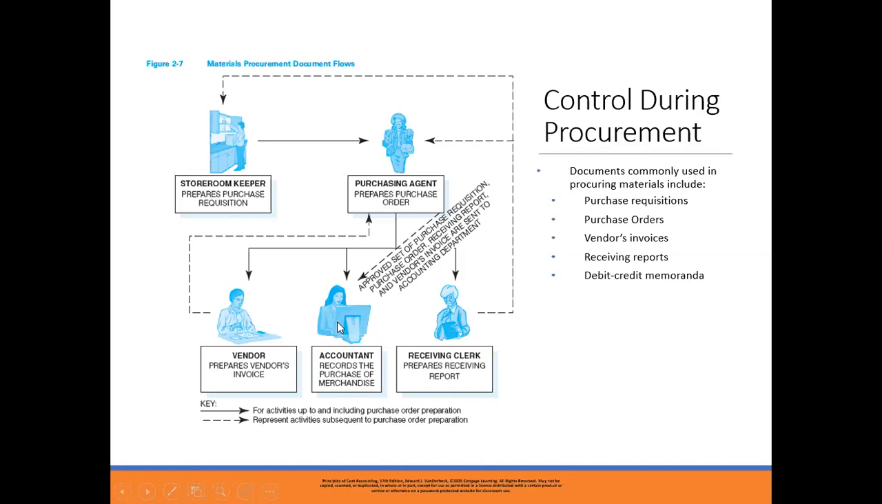And then generally speaking, once we receive the materials, the receiving clerk prepares a receiving report that then should match with the information within the purchase order. And it shows us some of those documents commonly used throughout the procurement process: purchase requisitions, purchase order, vendor invoices, receiving reports, and if necessary, debit or credit memos.